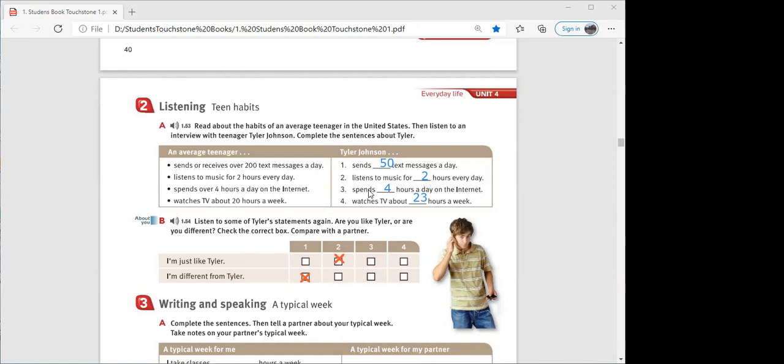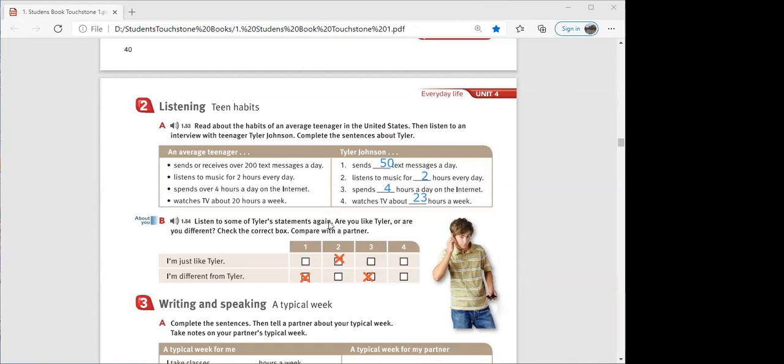Third one, he spends 4 hours a day on the internet. Remember, 4 hours during the day, not all together. Different. Katy, different. Well, because sometimes, like now, you work on the internet. Like now, we are working on the internet, right? We are using Zoom. So that's like 90 minutes. But everybody is different.